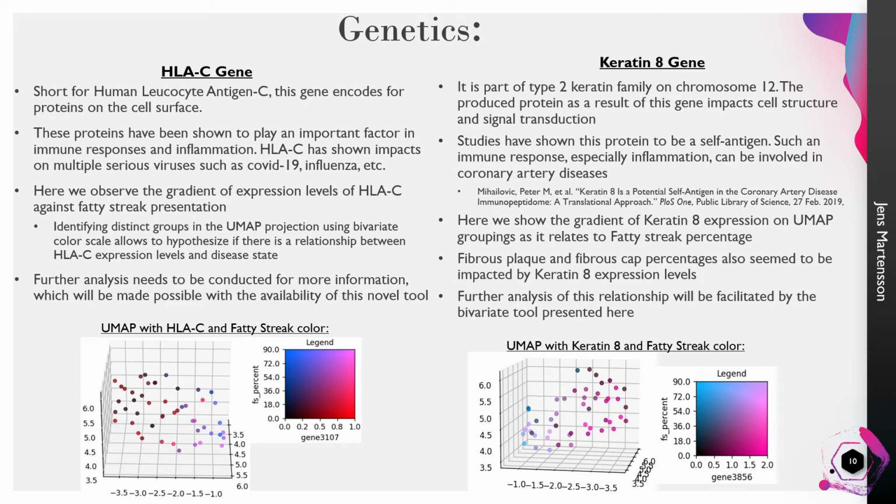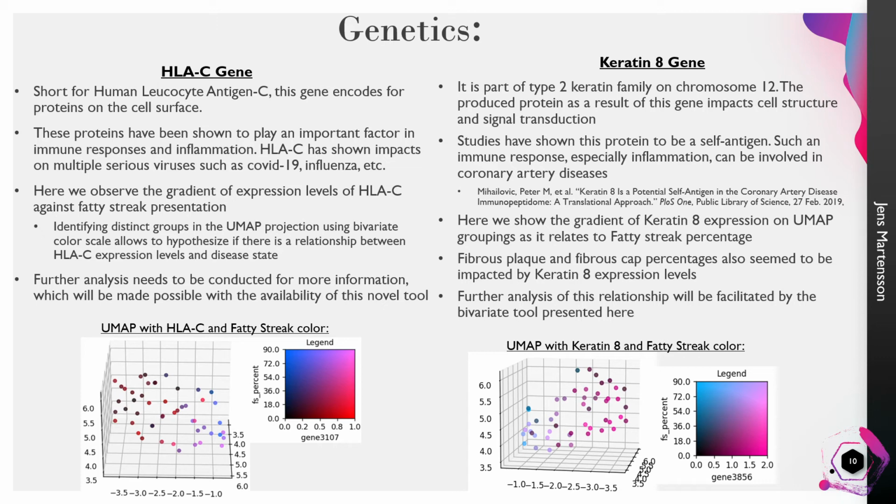To move on to the genetics, 2 important genes were identified through literature review and then further analyzed with this novel tool. So one of them is HLA-C, which is a protein that can cause inflammation, which might have impact on atherosclerosis. And here we observe this very interesting gradient, which might indicate its relationship to atherosclerosis development. But further analysis needs to be done to say more strong relationships about this HLA-C gene.